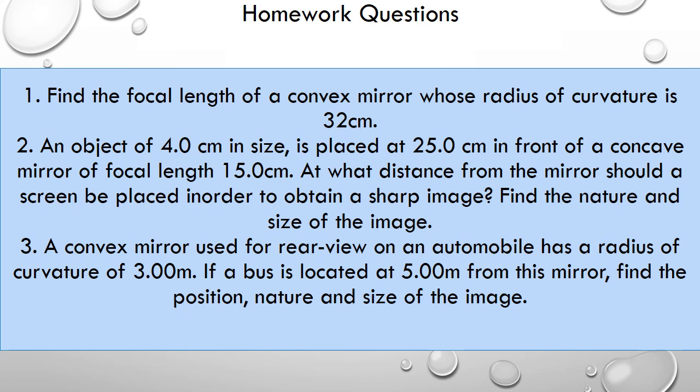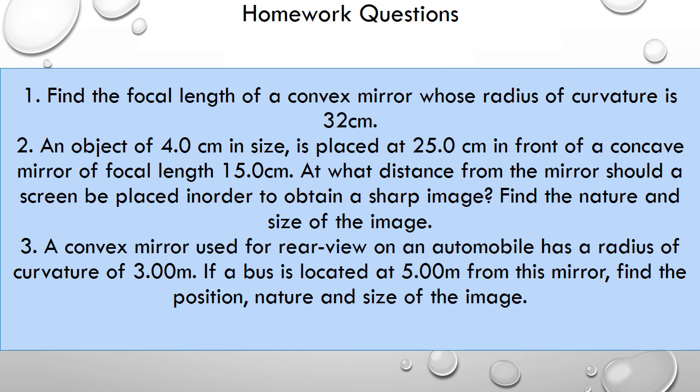Homework questions. First one, find the focal length of a convex mirror whose radius of curvature is 32 centimeter. Number 2, an object of 4 centimeter in size is placed at 25 centimeter in front of a concave mirror of focal length 15 centimeter. At what distance from the mirror should a screen be placed in order to obtain a sharp image? Find the nature and size of the image.